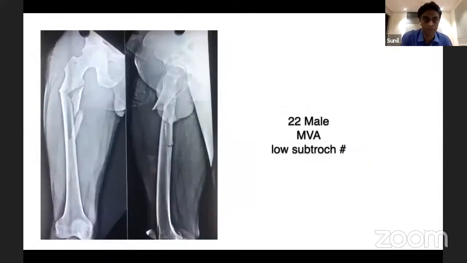So this is an example of some surface reduction tools that you can use in a subtroch fracture. If you look at this again, for example, just to highlight the utility of the anterior artery clamp.